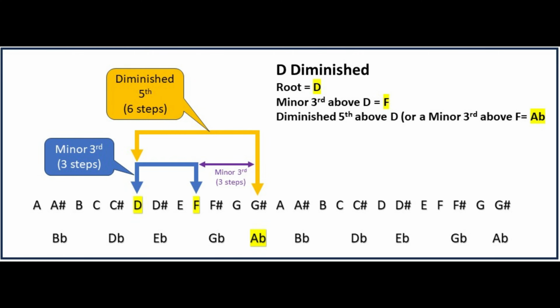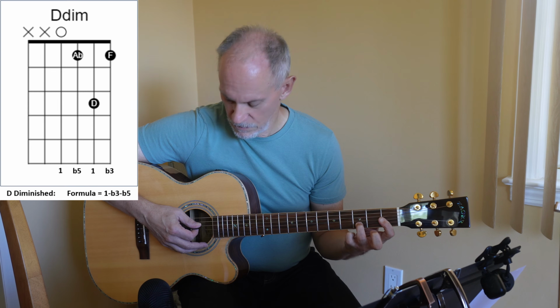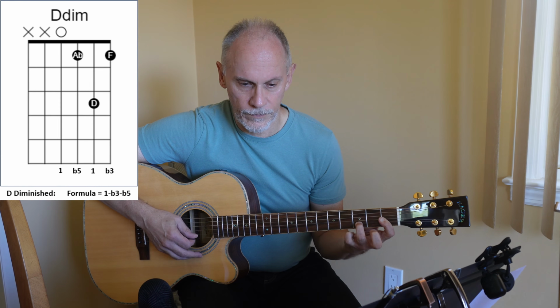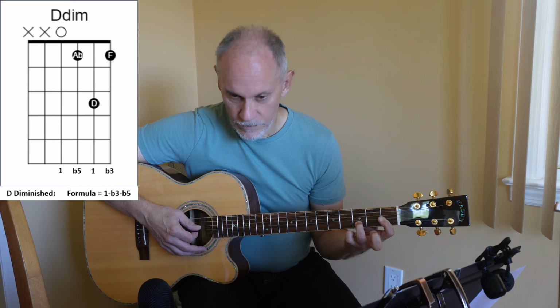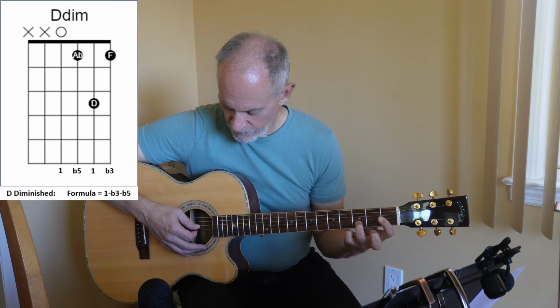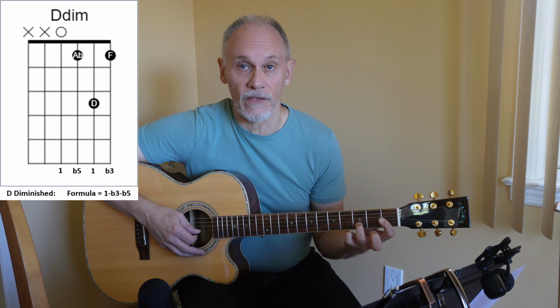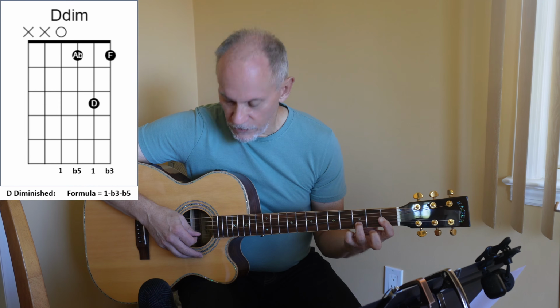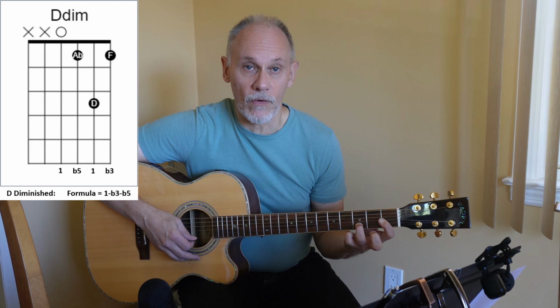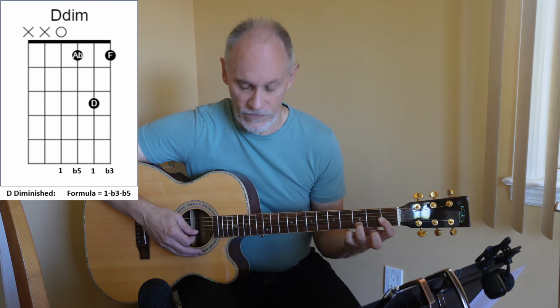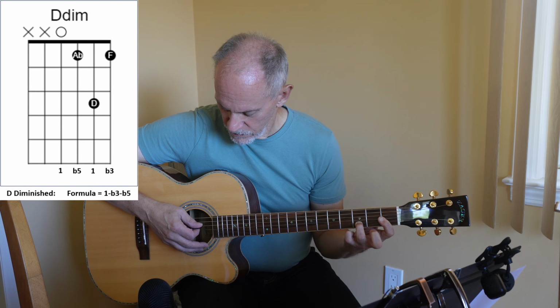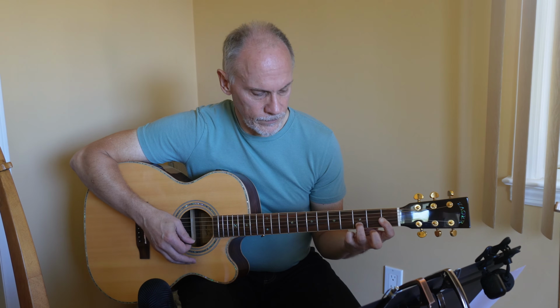D diminished. We have the root note D. Now we flatten our fifth, A flat. We have another D, and we have now a flattened third, F. D suspended 2.